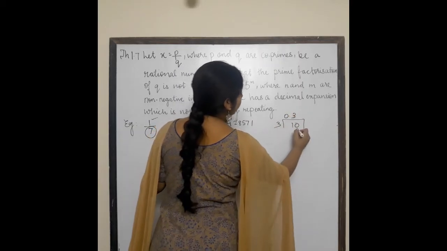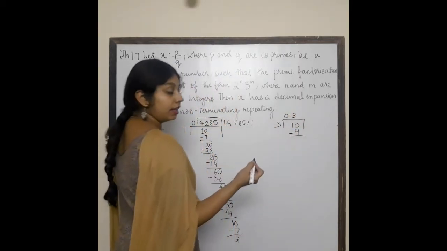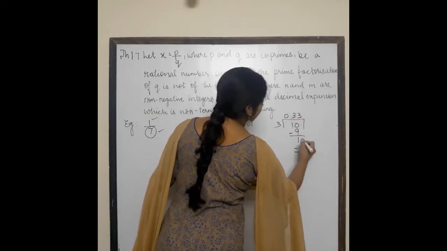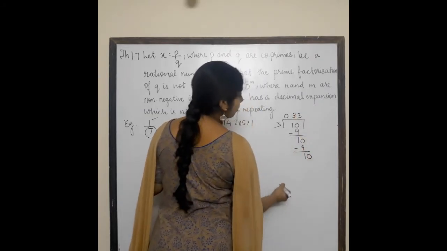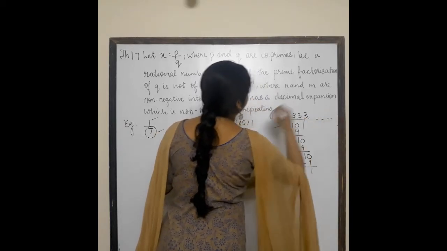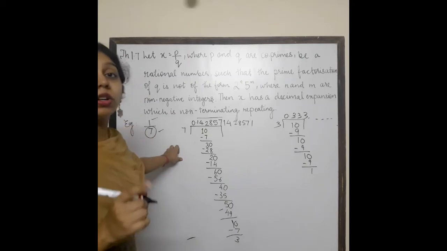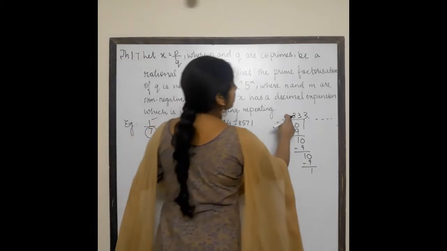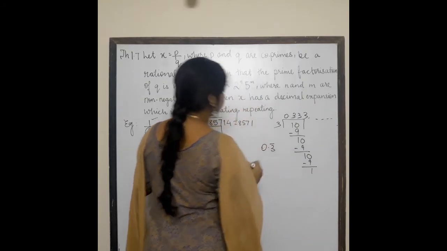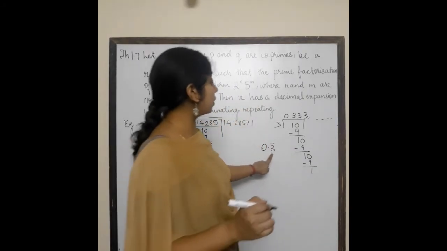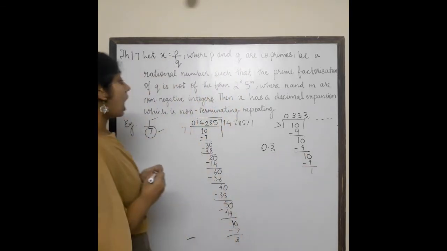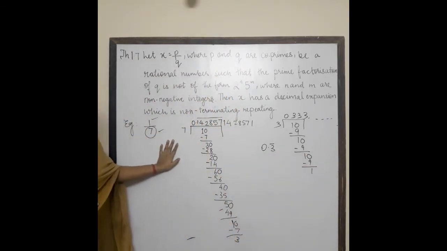0.3, 3 3s are 9. 10 minus 9, 1. Again put 0. 3 3s are 9. 10 minus 9, 1. 0 will come over here. 3 3s are 9. And this will go on repeating. So over here, which number is non-terminating repeating? 0.3333. So 0.3 bar. That means bar means what, children? This will not stop. This will go on repeating. Is that clear? I hope with these two examples the theorem is clear.